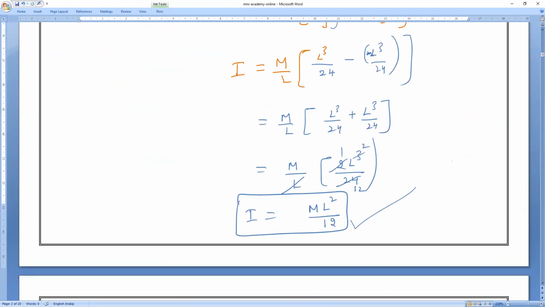ML square by 12. Anybody having any doubt, you can ask me, or else you can proceed. Are you clear, everybody? Girls, all of you, Mr. Narayan, any doubt, ask me. Clear? You should be able to understand, and concepts have to be very, very clear. It's not easy at all.